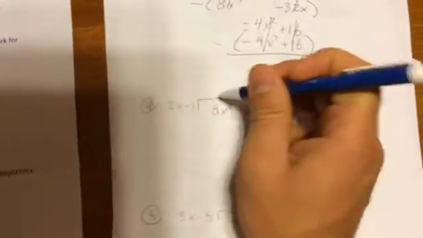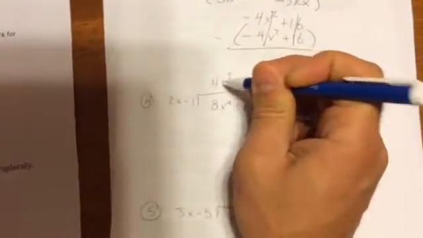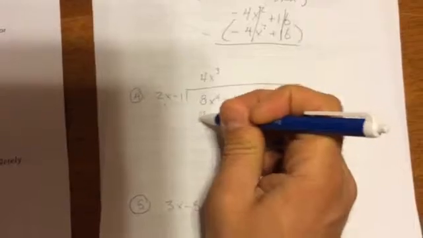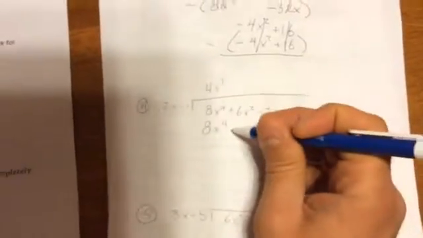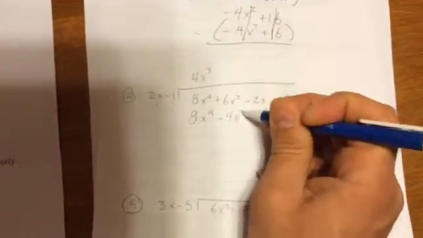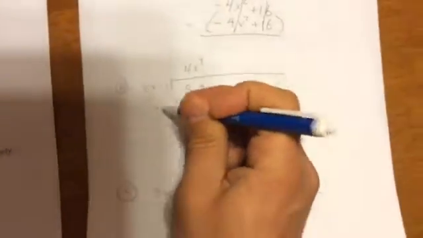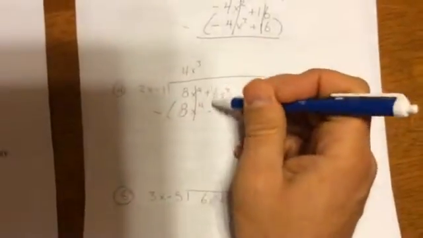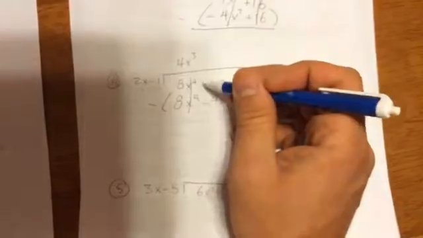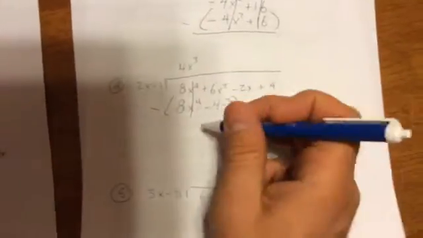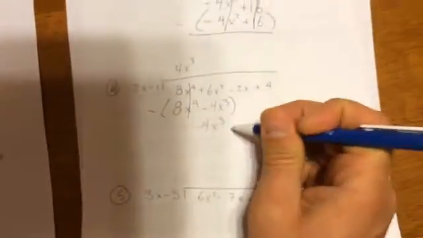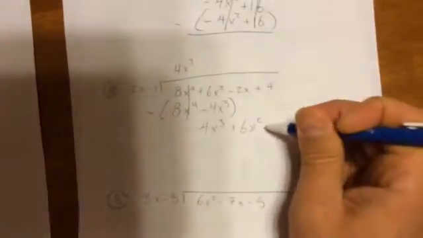First term divided by first term is going to be 4x to the third. Multiply this times both of these. 8x to the fourth minus 4x to the third. These are going to cancel out. I don't have an x to the third on the one above it, so it's going to be 0 minus negative 4, or 4x to the third. I'm just going to bring everything else down.